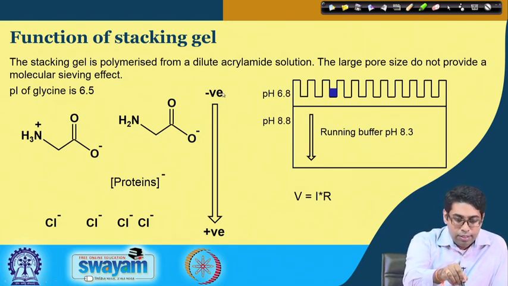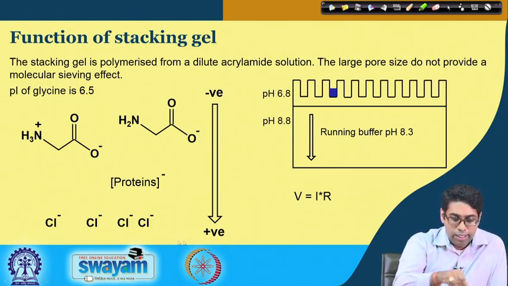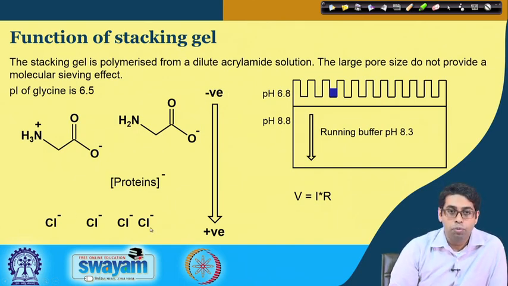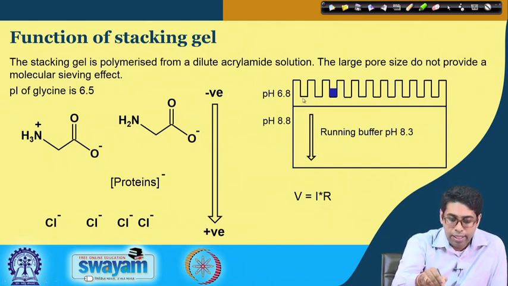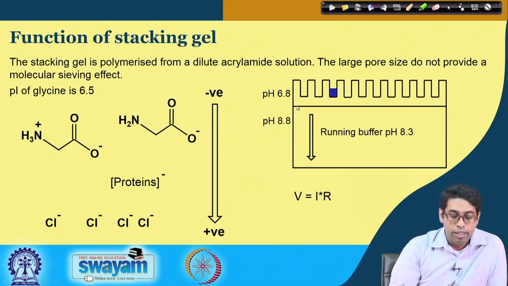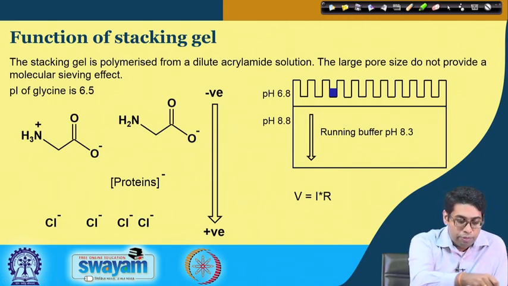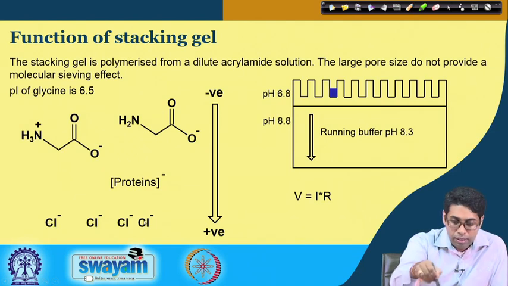Now, this is our stacking gel. The chloride ions have very high electrophoretic mobility. So, in this stacking gel, when the voltage is applied, the chloride ions move very fast, and what they do is they actually form the front. So, there is a very tight chloride ion front that is formed in the front of the gel, okay, because they are moving the fastest.